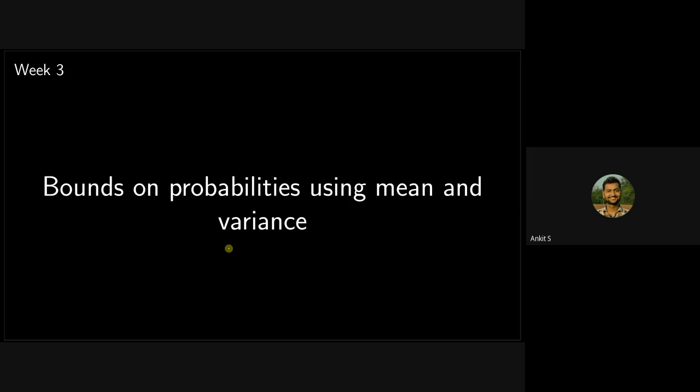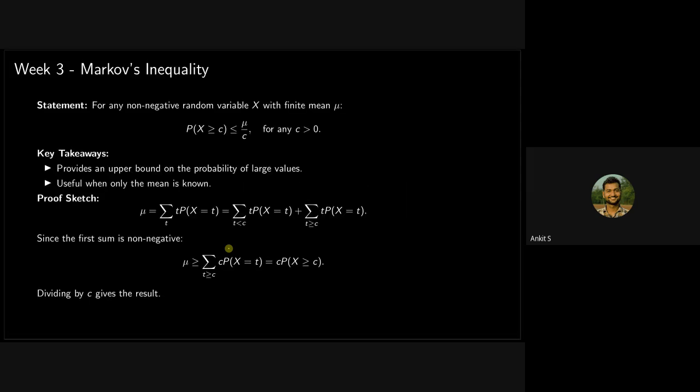Even if you get some lower bound or upper bound, suppose you are calculating the probability and you don't get some exact probability, but you are okay with some bound. In that case, you will use inequalities. The very first one and very foundational one is Markov's inequality.